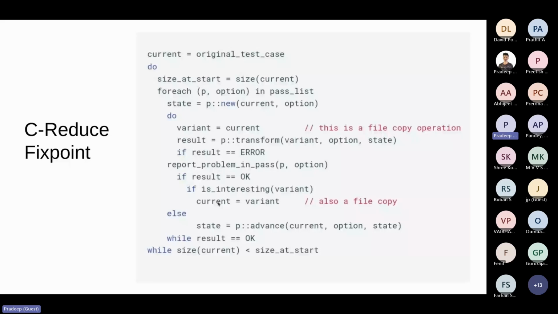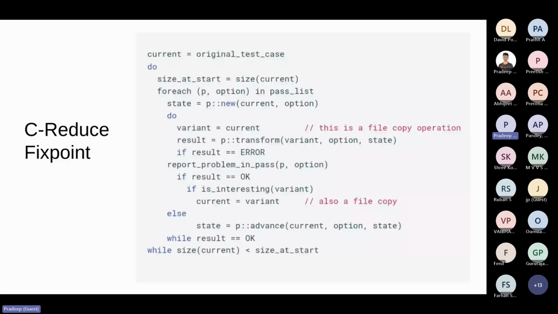And then in the else it advances the current program. So if the variant is interesting, then it's set to current, and then you advance for the next iteration, and you do that until you cannot further reduce the program. So that's what a fixed point means.